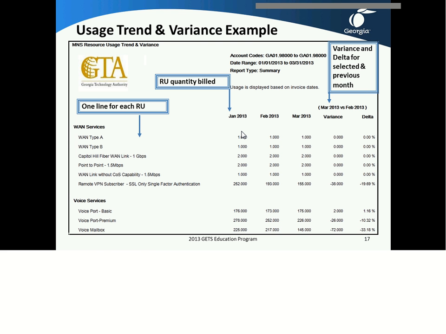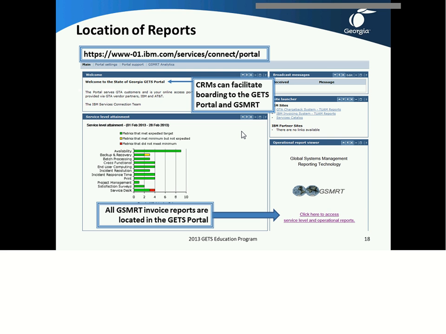So where do you get these reports? Well, the reports can be found inside the GETS portal. The URL is at the top of this page. If you don't have access to the GETS portal today or GSMRT, your CRM can help facilitate that. And you can see in the bottom right-hand corner there's a portlet for GSMRT, and the link is there. So all the GSMRT reports that we talk about today are located here.